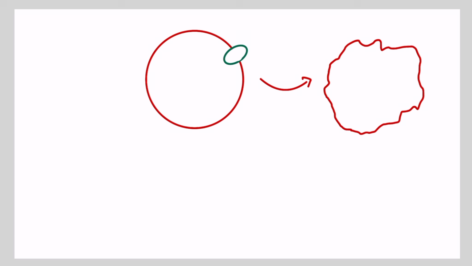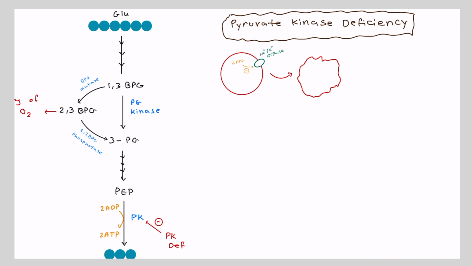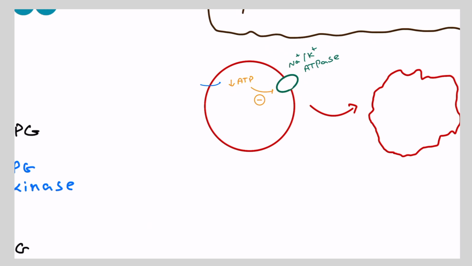So if you want to name it here, this is going to be our sodium potassium ATPase. And what happens is that when the ATP level in the RBC is depleted, this is going to inhibit this protein from functioning, from exchanging cations inside the red blood cell. So what we will end up with is loss of potassium and loss of water. We're going to have loss of water, and we're going to have loss of potassium.